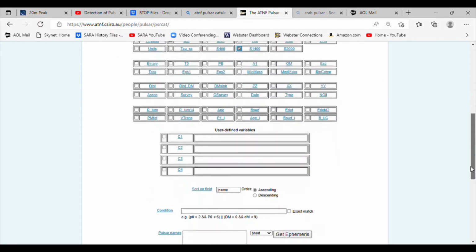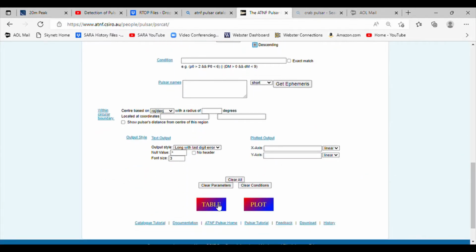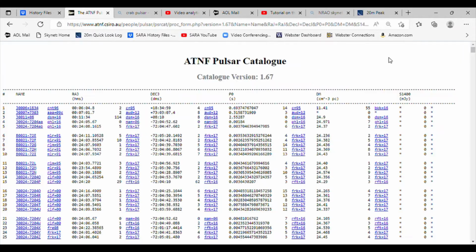We'll scroll down here, and what we'll do is sort by signal strength at 1400 megahertz in descending order. We'll hit table. The results of our search show the name, right ascension, declination, period in seconds, P0, dispersion measure, and signal strength at 1400 megahertz in millijanskys.